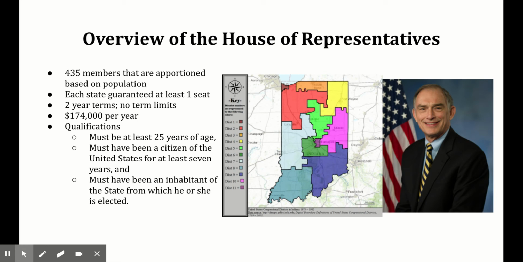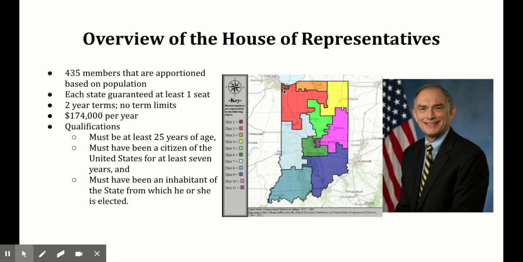You only have to be 25 years old in order to be a House of Representative member. You have to have been a citizen for only 7 years as opposed to 9 in the Senate. And then here's the one that's exactly the same. You must be an inhabitant of the state from which he or she is elected. So on the right, I have Representative Pete Visclosky, who has actually been our representative up here in District 1. This little brown reddish one up at the top, you see it says Gary right near Lake Michigan. That's us.